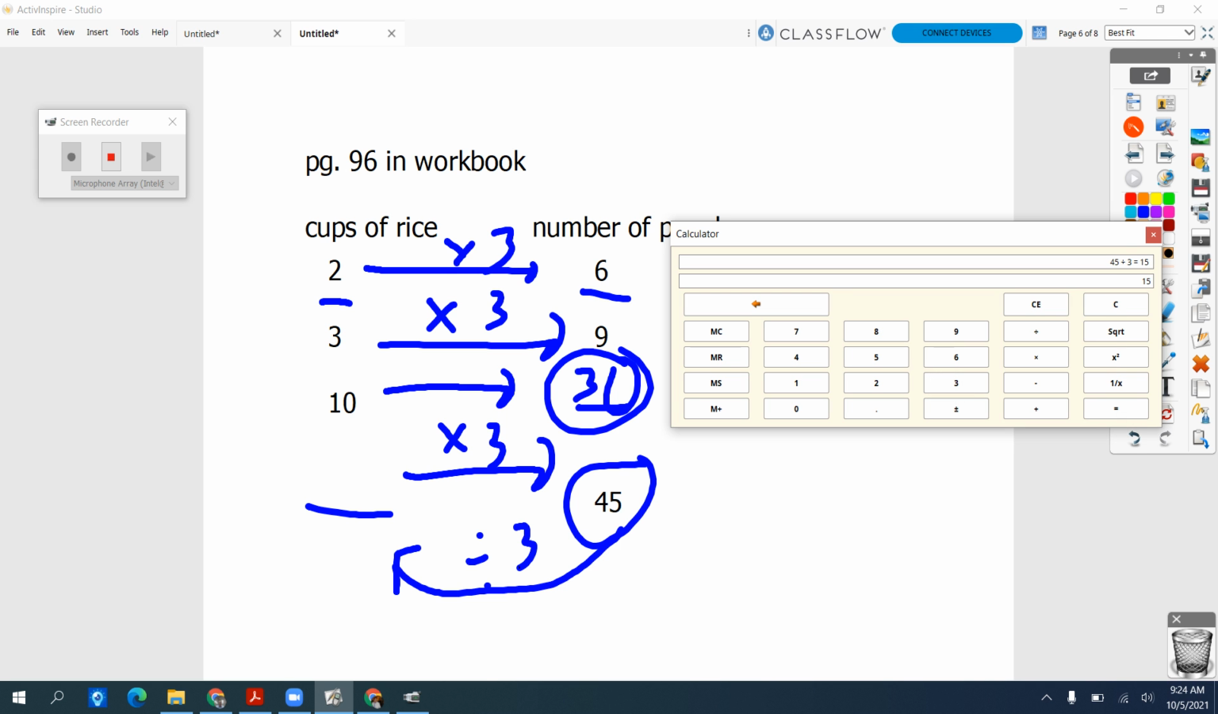You're going to get 15. You can see it right here, 15. So that means that this must be 15. And guess what? 15 times 3 is 45.